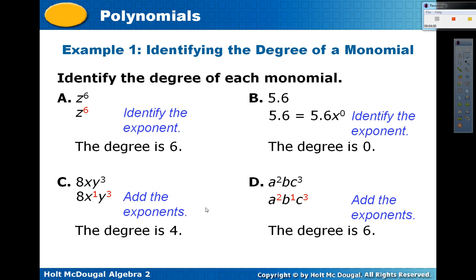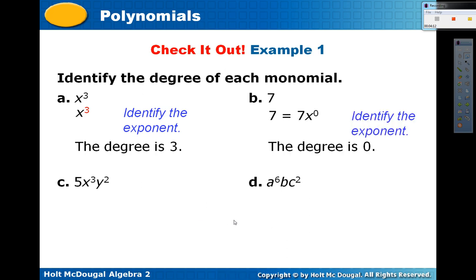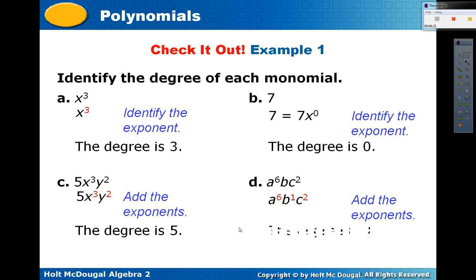Alright, take a look at this one. The degree of A, look at the exponent, would be 3, so the degree is 3. For the next one, it doesn't have an exponent, so the degree would be 0. For C, 5x to the third, y to the second, the exponents are 3 and 2. Add them together, you get 5. And for D, the exponents are 6, 1, and 2. So you add those together, you get 9.